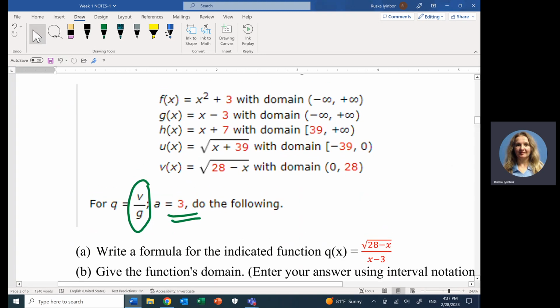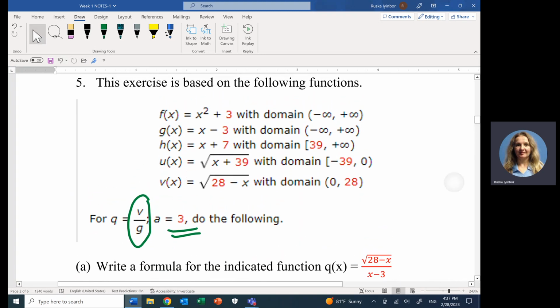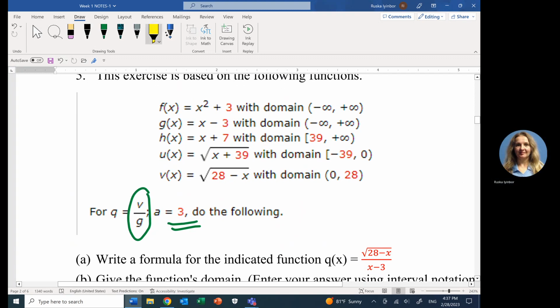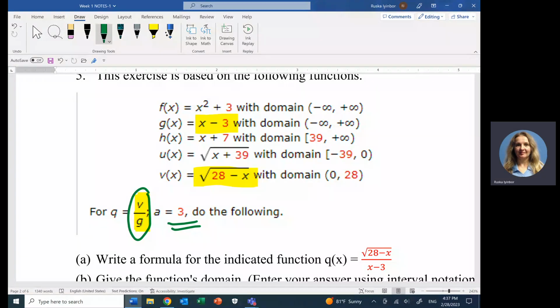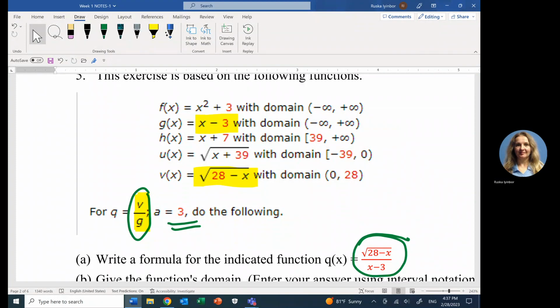That's what A says: write the formula for the indicated function Q. So which one is Q? Q is V over G. So I'm going to say take the V, which is this one, over G, which is this one. So what you're doing, you just copy the square root of 28 minus 4x, over copy G, which is x minus 3, and this is your final answer. You just leave the function, the equation like that. You don't do anything else after that. Okay? That's how you do it.